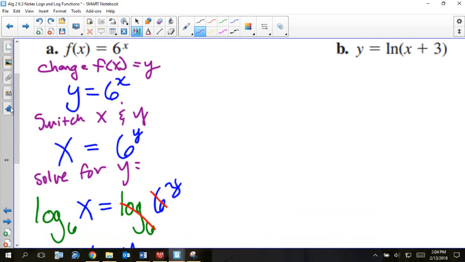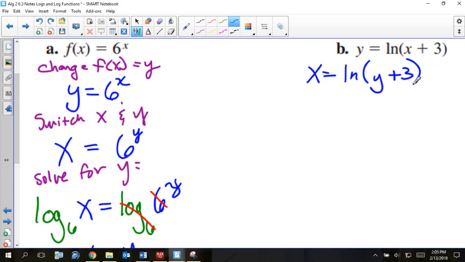Same kind of question. Same steps. First says change f of x into y, but I don't have f of x, so it's already done. Yay. Next step says switch the x and the y. So I'm going to switch x and y, and I'm going to have x equals ln parenthesis y plus 3.